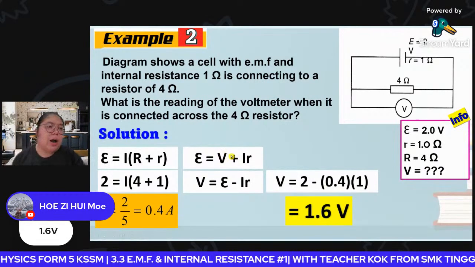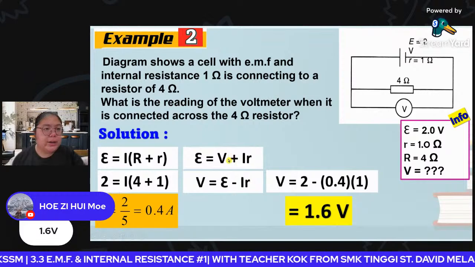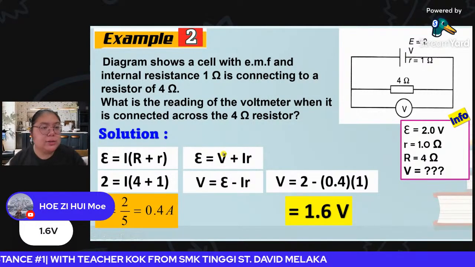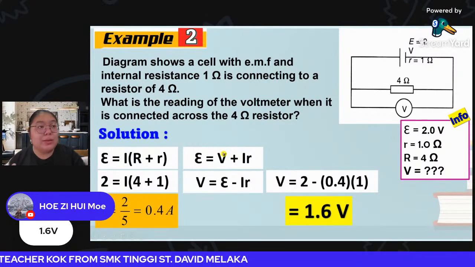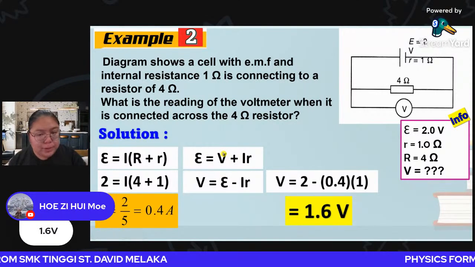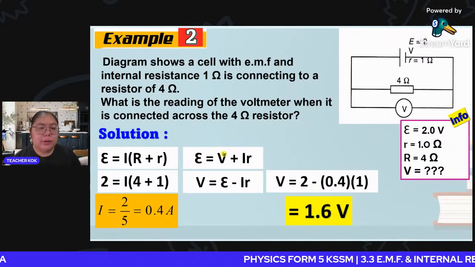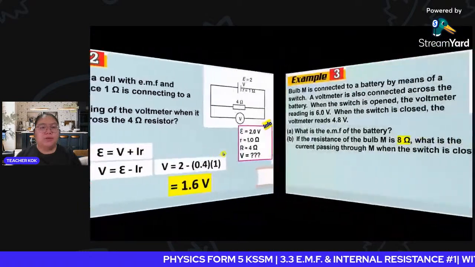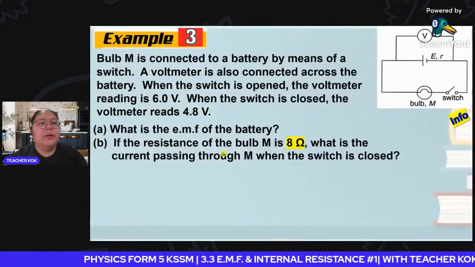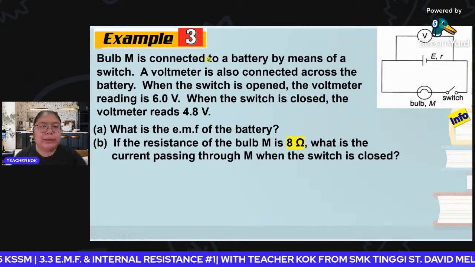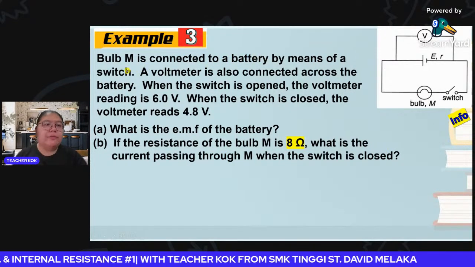V equal IR. Okay, Sharon also correct. Ling Han correct. So you just use V equal IR and you can straightforwardly get the answer. Remember the R is what? Capital R. So we can get 1.6 volt. Okay, so we go to the next question. Example 3. They have bulb M. The bulb M is connected to the battery by means of the switch.